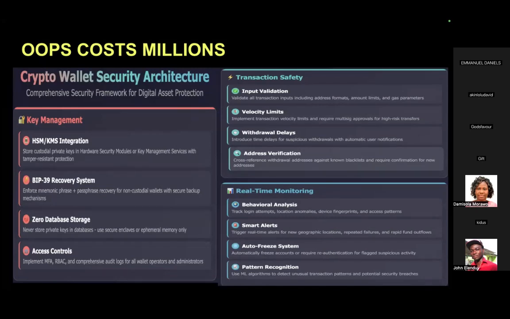So for Bitcoin wallets, for the security architecture, for key management, well, I won't lie, I'm not really into this first one, but you have to store your keys somewhere anyway. So you can use hardware security modules or any key management service that you know is really well protected. Then BIP39, that's a mnemonic phrase that you can remember. That's for non-custodial.